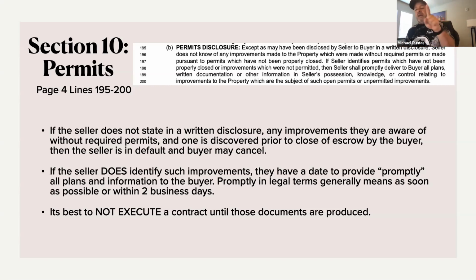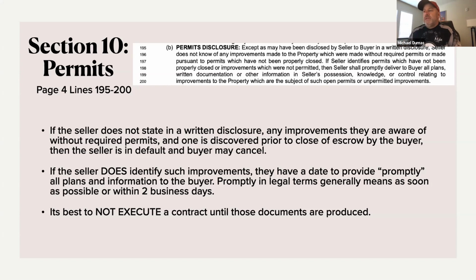Now, if the seller discloses in writing that they're aware that they built this and it's an open permit, or that it's not permitted, and the buyer is aware of that issue, then they can't do anything about it because they've been made aware of it as part of the negotiation.